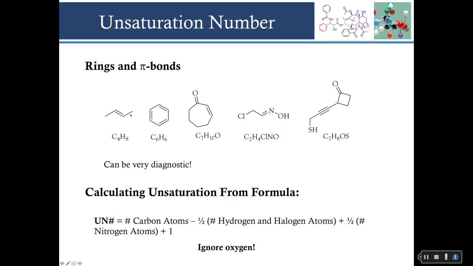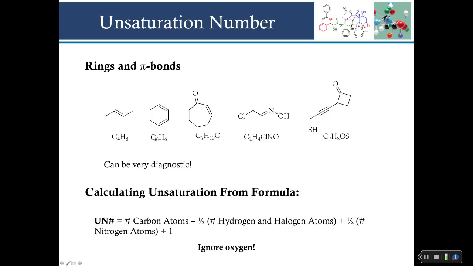So for example, this top molecule, we can see there's 1 degree of unsaturation here, this pi bond. And we can see again, the number of carbons, 4, minus half of the number of hydrogens, 8 divided by 2 is 4, so 4 minus 4 is 0, but then the plus 1 at the end, 1 degree of unsaturation. For benzene, 1, 2, 3 degrees of unsaturation, the 3 pi bonds, but then a 4th degree of unsaturation for a ring. So both pi bonds and rings, any pi bond, any ring, is a degree of unsaturation.